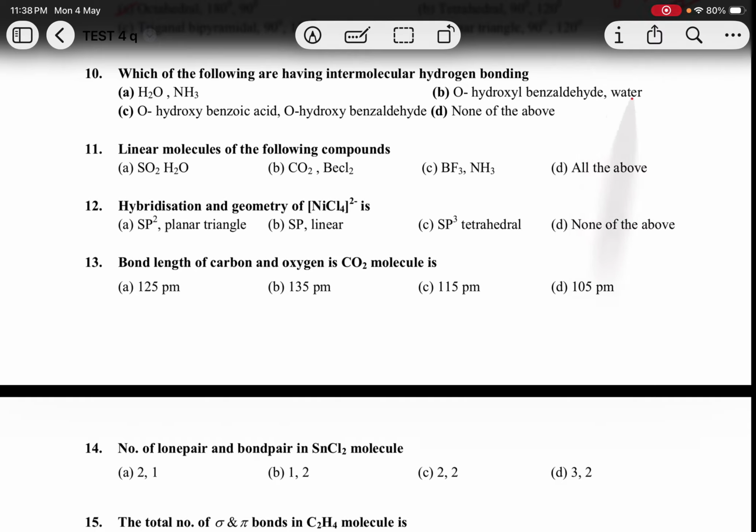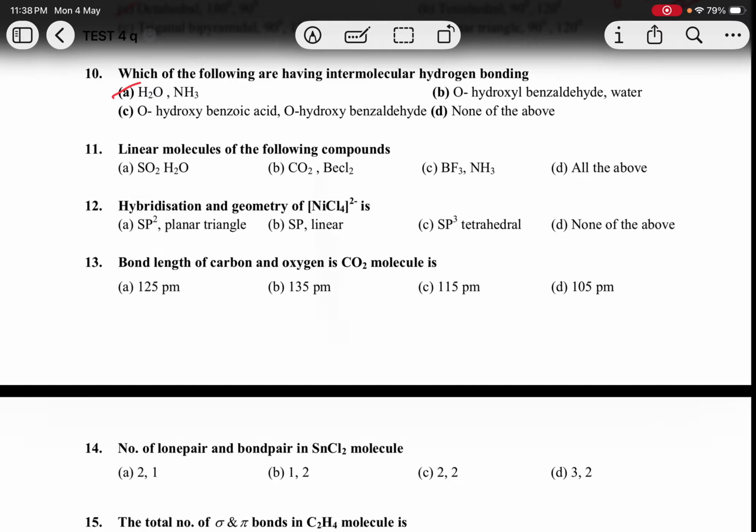Next, water is intermolecular hydrogen bonding. C, orthohydroxybenzoic acid and orthohydroxybenzaldehyde are examples for intramolecular hydrogen bonding. So option A is the correct one. That is, water and NH3 contain intermolecular hydrogen bonding.